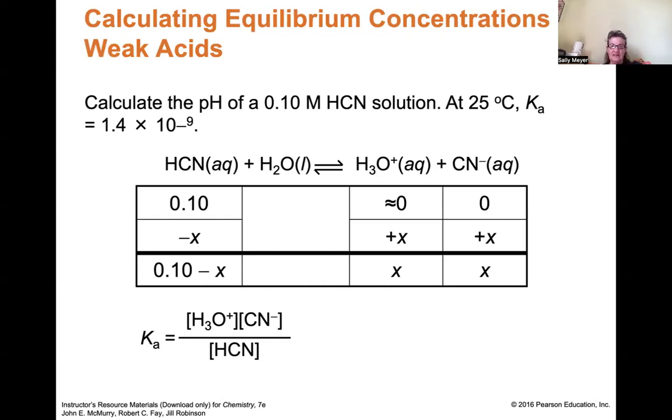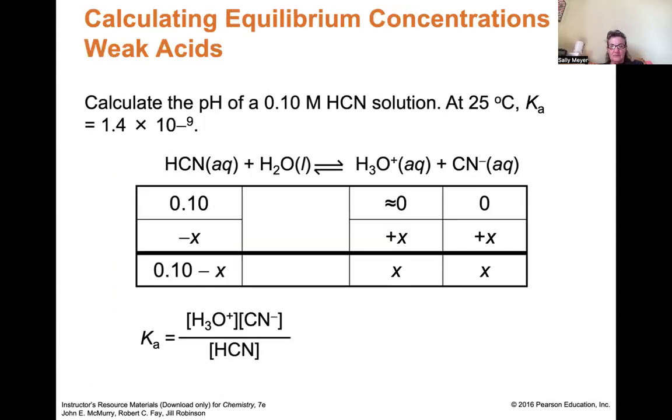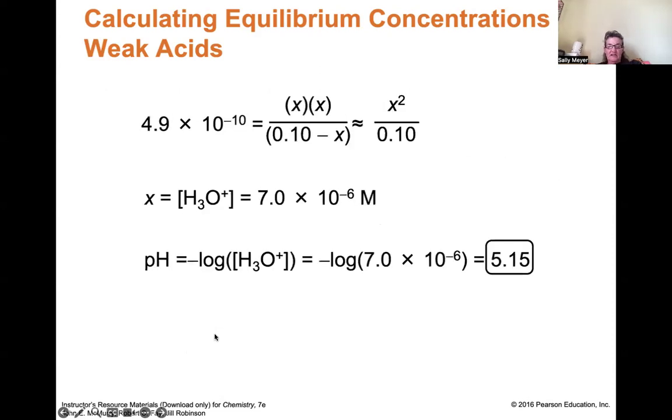So the reaction is HCN, which is a weak acid, and you'd know it's a weak acid because I'd give you a table and you'd find it in there. So our hydrocyanic acid is the second from the bottom. So we have a weak acid, react it with water, make hydronium and the conjugate base. So we start out with 0.10 molar of the weak acid, about 0 of the products. The reactant goes down, the products go up by the same amount. And now because we have the Ka, we can solve for X.